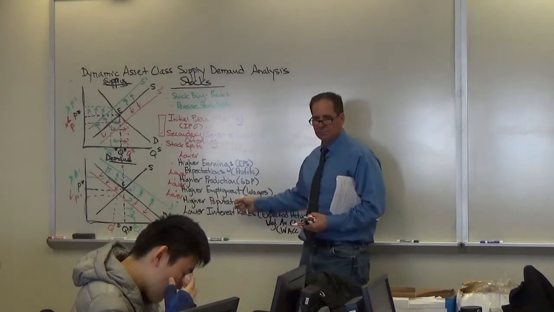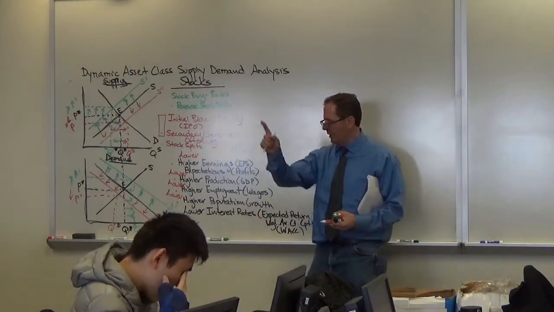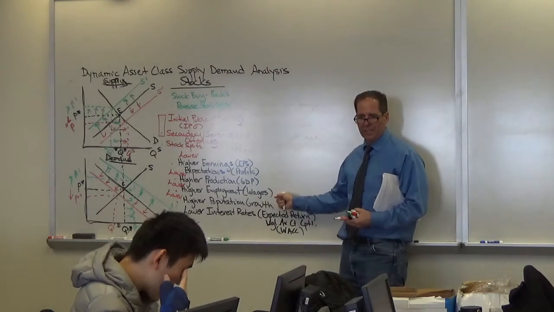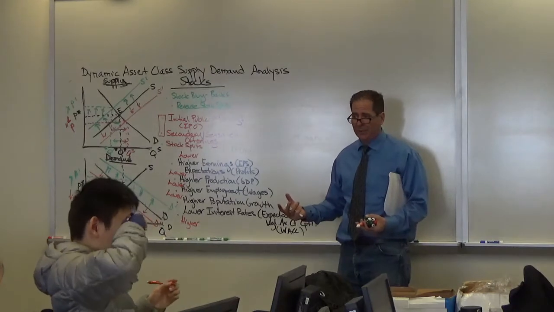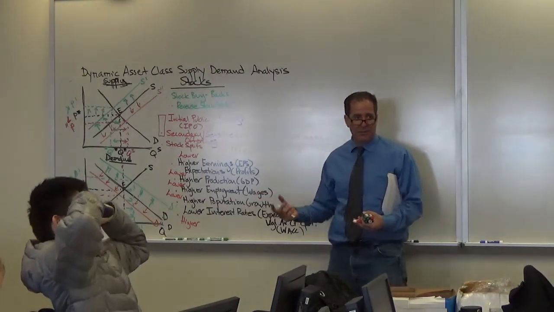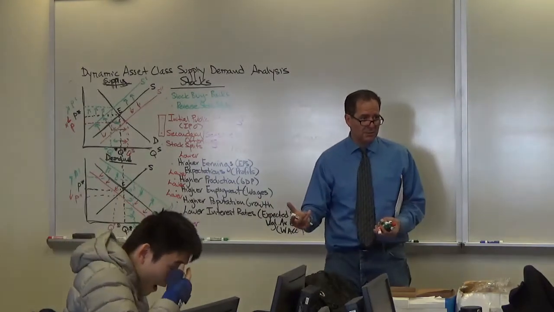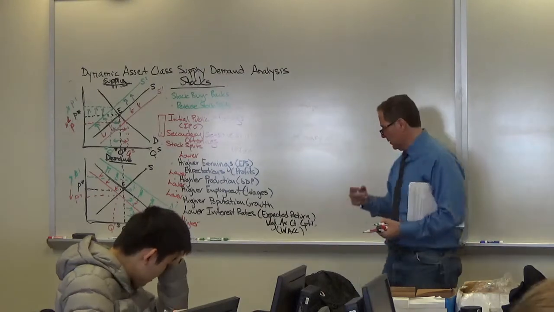Higher employment, low unemployment. Low unemployment, you get wage growth, you get higher wages. If people are making more money, they're going to consume more, it's going to be good for stocks. They're going to save more and they're going to invest more, which is all good for stocks, because that savings is going to go into the stock market.